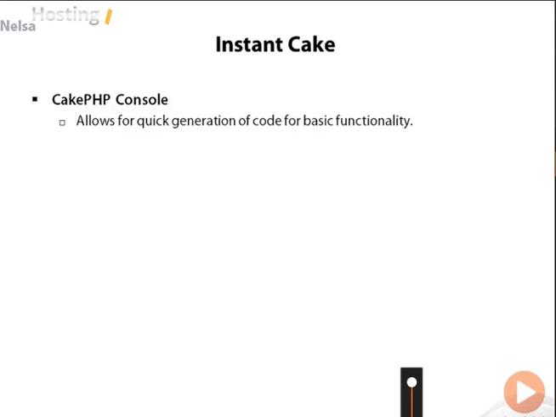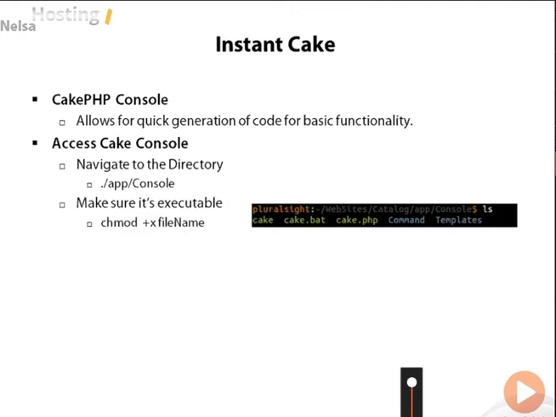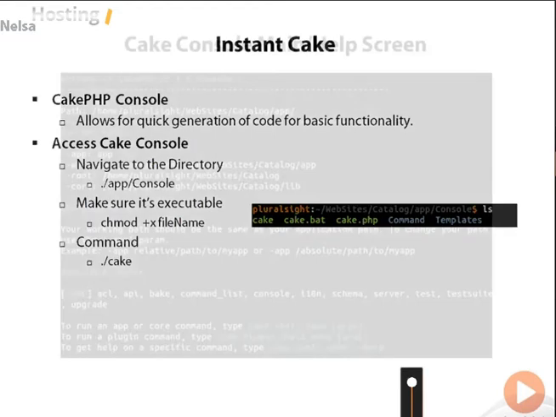CakePHP comes with a console application that helps speed up the creation of common functionality that exists with most web applications. To access the Cake console, you will need to navigate to the app/console folder. Inside that folder, there are 3 files. They all need to be executable. You can make them executable by a simple chmod command. To use the console, you will execute the command ./cake. If you type this in by itself, you will get the help screen, which looks like this.